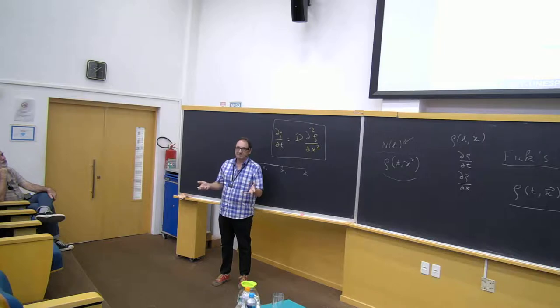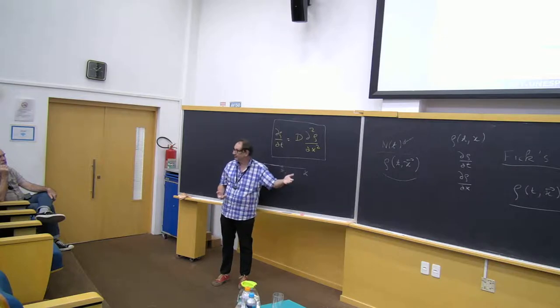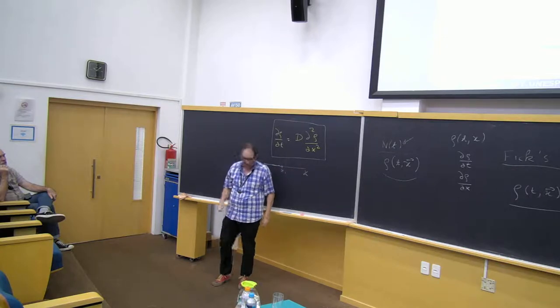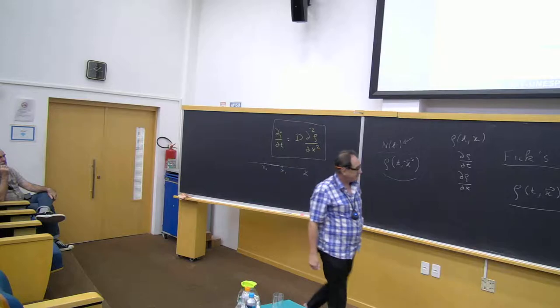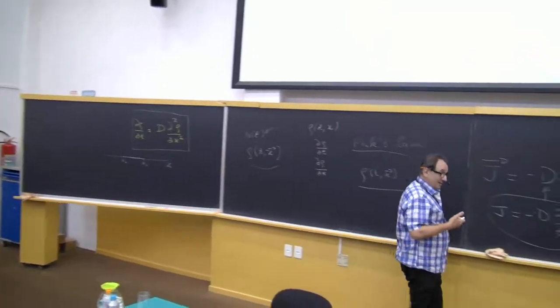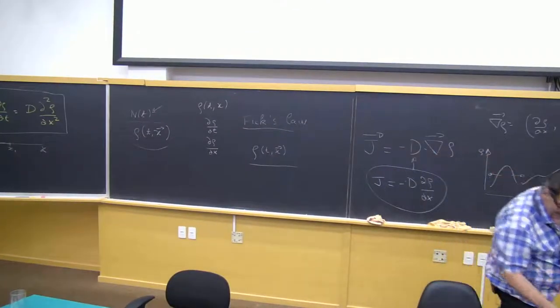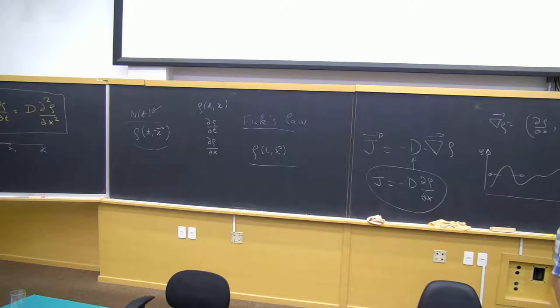Everybody knows what the second derivative is. You take a function, you take its derivative, which is a new function, and you take the derivative again. That's the second derivative, okay? So, this is the diffusion equation.